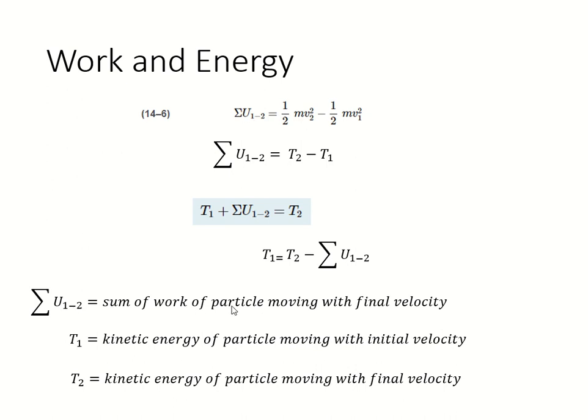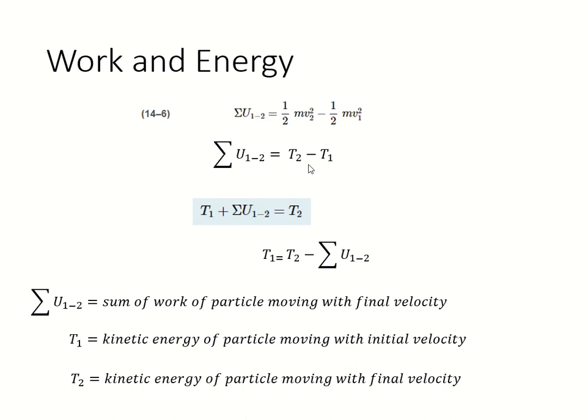One going to two, the particle moving with your final velocity. We can quickly calculate the sum of work if you have a variable velocity, your initial and your final velocity. This is just an abbreviation. That's your kinetic energy with velocity 2, and this is your kinetic energy with velocity 1. So it's easier for you to write the equation or read it.